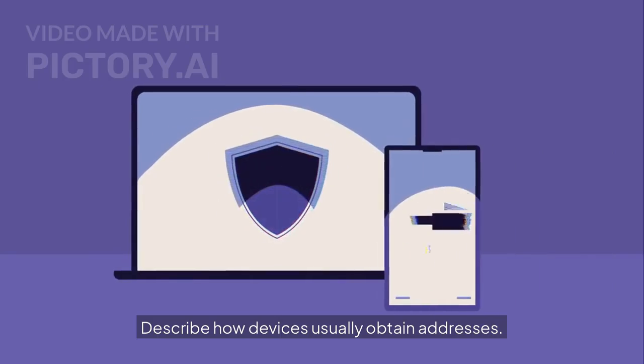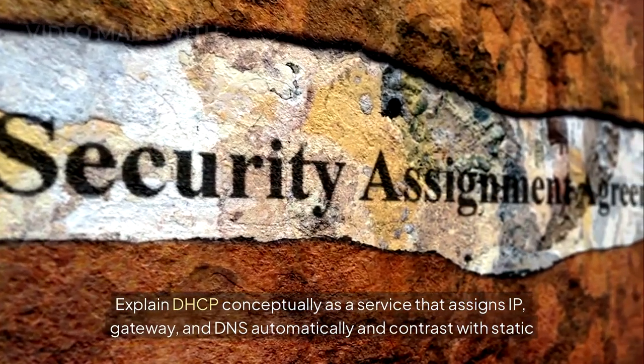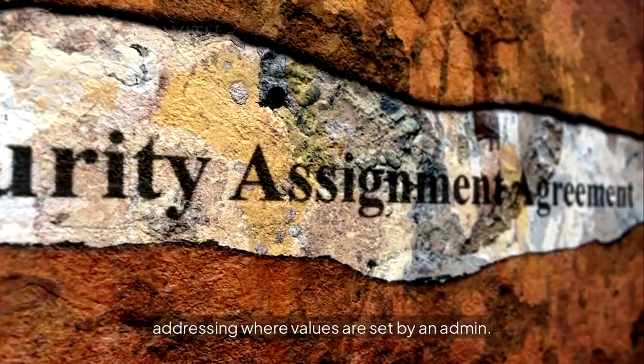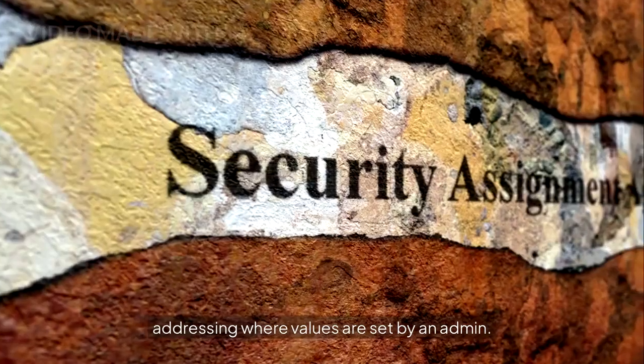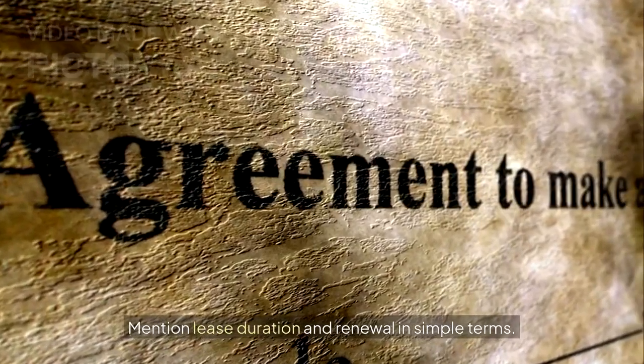Describe how devices usually obtain addresses. Explain DHCP conceptually as a service that assigns IP, gateway, and DNS automatically, in contrast with static addressing where values are set by an admin. Mention lease duration and renewal in simple terms.